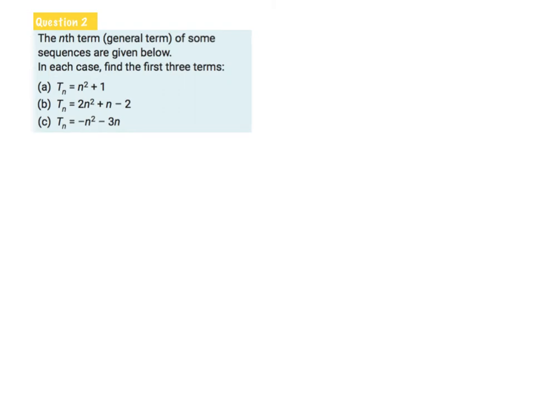Now we're going to go back to a little bit of an easier question. Even though it was question 2, it may have seemed a little bit easier than the last question. So for part A, what you're asked is to find the first 3 terms of all of these sequences. So part A, Tn equals n squared plus 1. Well, basically what we're doing is we're finding the first, second and third term.